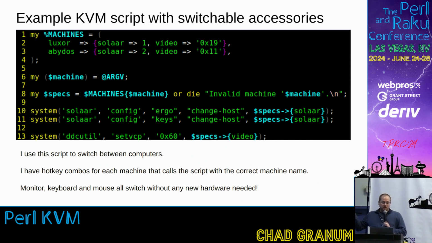So, if you have switchable accessories and monitor, this is a simple script where you can type the name of the script followed by the name of the machine you want, and boom, it switches all your inputs and your outputs, and you're on the other computer. You put it on both computers, you can switch between them easy, especially if you end up doing a hotkey to switch between them.